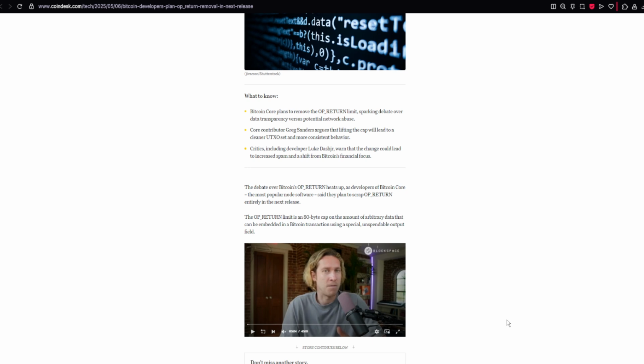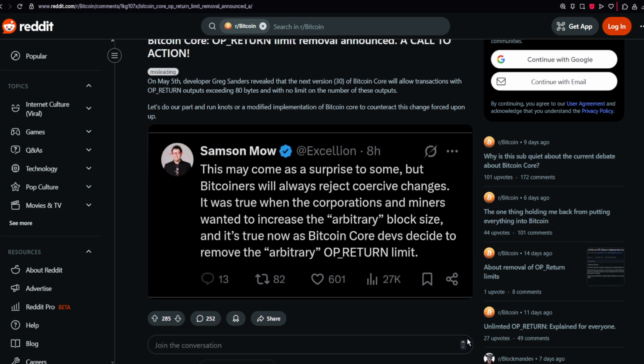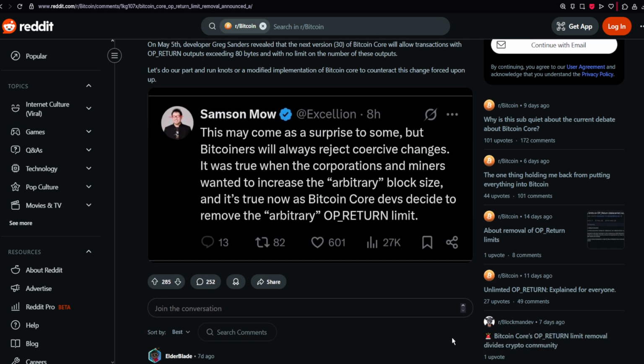Samson Mao shares my exact opinion and comparison I've shared with you before. This may come as a surprise to some, but Bitcoiners will always reject coercive changes. It was true when the corporations and miners wanted to increase the arbitrary block size, and it's true now as Bitcoin Core devs decide to remove the arbitrary op return limit.